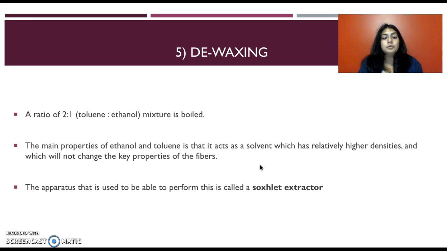5. Dewaxing. So a 2 to 1 ratio toluene and ethanol mixture is boiled. The main property of ethanol and toluene is that they act as a solvent of relatively higher density, which does not change the key properties of the fiber. The apparatus that is used to perform this is called the Soxhlet extractor.